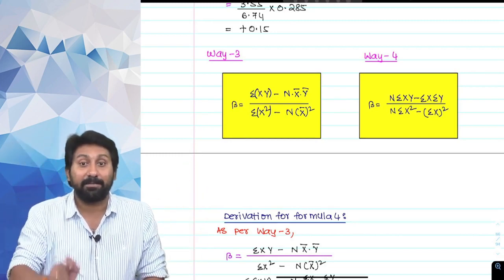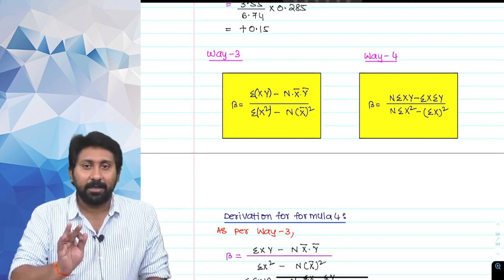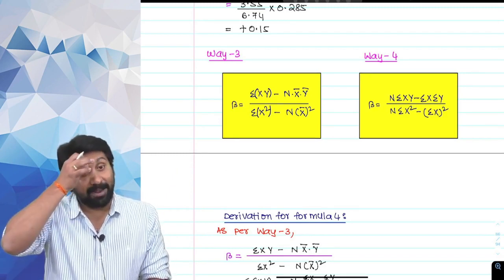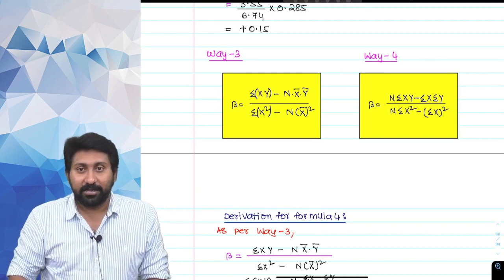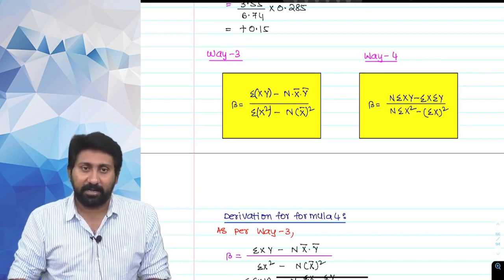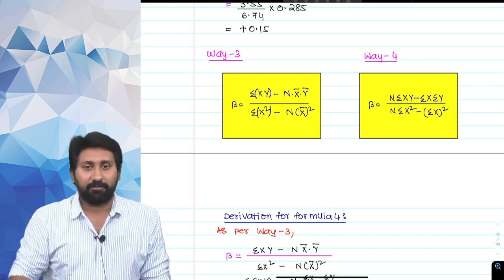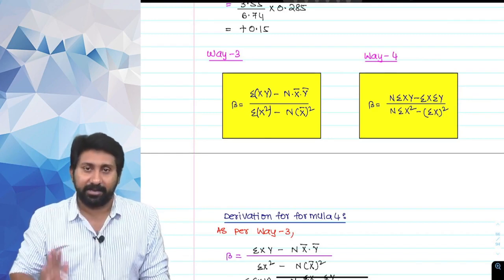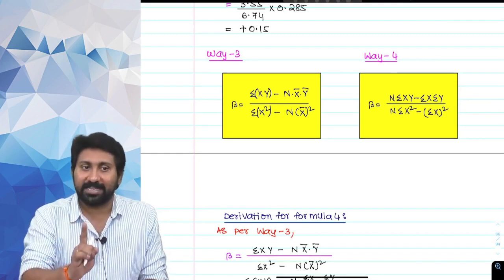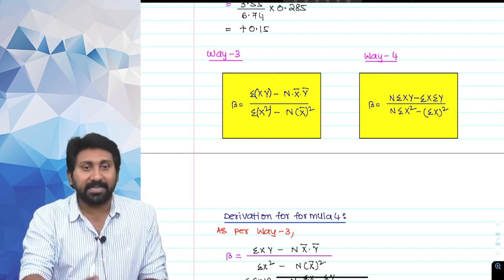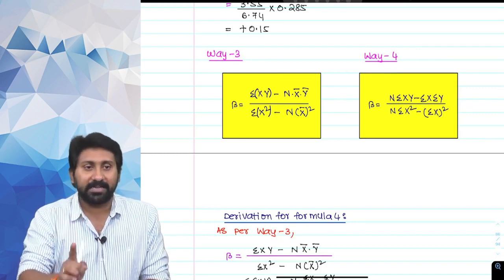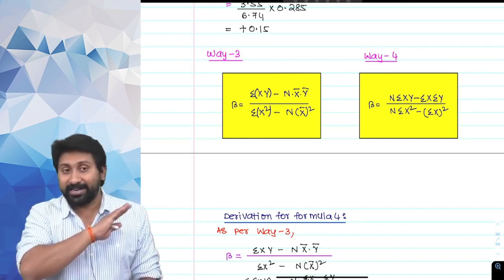Way number 4, mean will not be there. Again, x bar, y bar means you may forget what it is. So, to avoid that chance, you select way number 4. It is easy, it's just totaling. But always remember, X represents the market. Y represents a security. Don't interchange them.